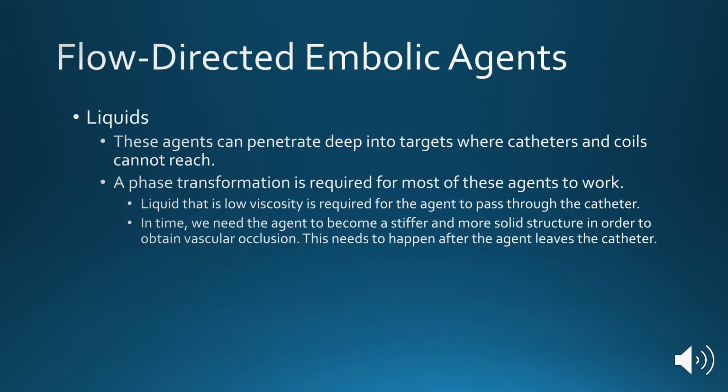One of the main benefits of liquid embolic agents is that they can penetrate deep into targets where catheters and coils can't reach. The thing to remember is that a phase transformation is required for most of these agents to work. In other words, we need a liquid that's low in viscosity in order for the agent to pass through the catheter, but once it's released, we need the agent to become a stiffer and more solid structure in order to obtain vascular occlusion. And of course, this needs to happen after the agent leaves the catheter.